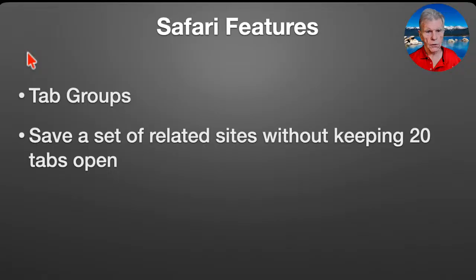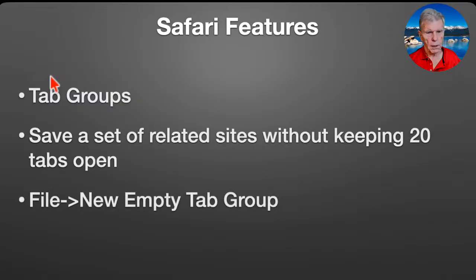So let's talk about tab groups. You can set some related sites without keeping 20 tabs open. What you do is you go into Safari under File, and you go to a new empty tab group. So we're going to go back to Safari. We're going to go to File in the upper left-hand corner, and you see here we have new empty tab group.